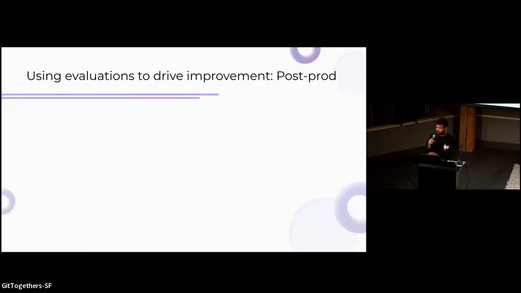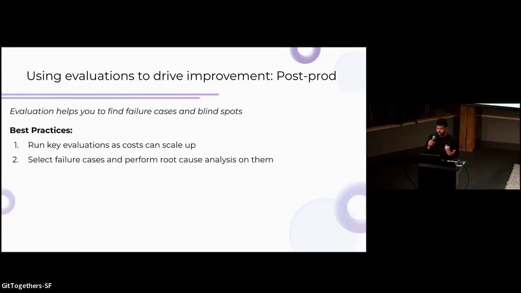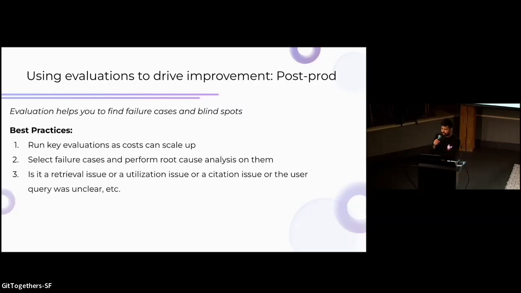And secondly, once you have things in production, evaluation can be used to identify failure cases. It can be used to identify blind spots. So run key evaluations, select the failure cases from them, and do some kind of root cause analysis. We have different templates for root cause analysis in UpTrain, which you can check out. That will tell you what kind of issue there is. Is it a retrieval issue, utilization issue, citation issue, and so on.